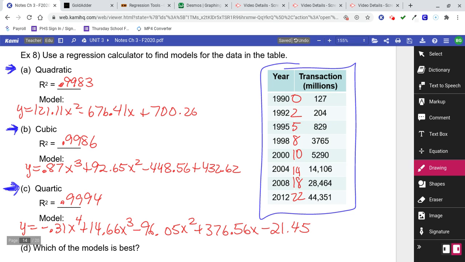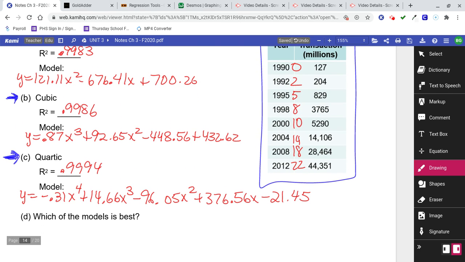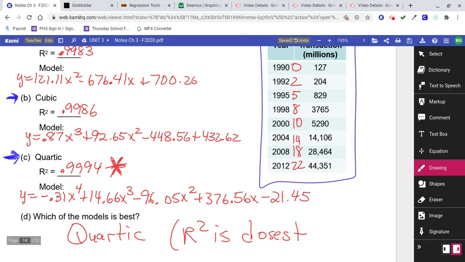So there, we've got 3 different models for these data. Is it quadratic? Is it cubic? Is it quartic? Part D says which of the models is best. Well, you look at the r squared value, and the closer the r squared value is to 1, the better the model is. So I would say the quartic is the best model. These data would most closely model an x to the 4th equation, because that r squared value is closest to 1.